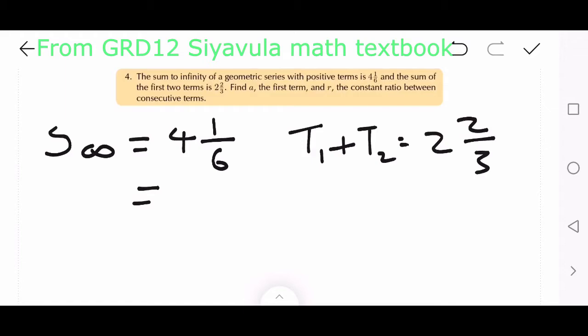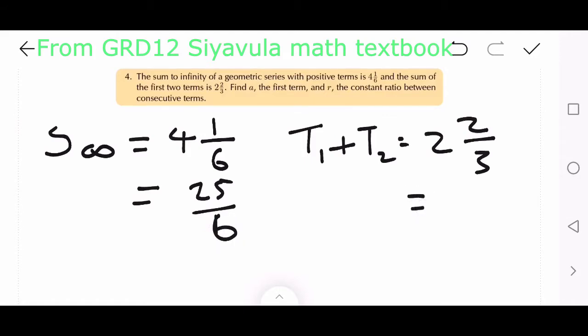So 6 times 4 is 24 plus 1, that's 25. So we have 25 over 6.